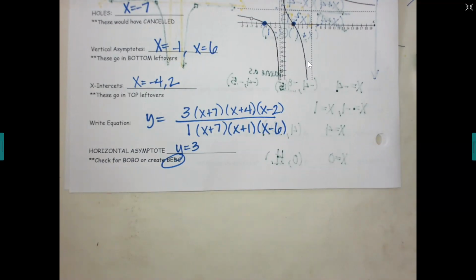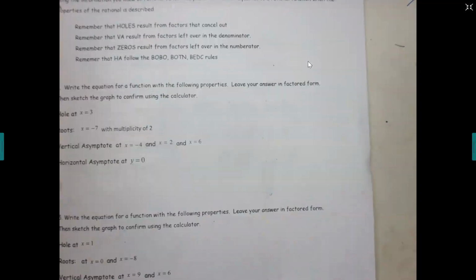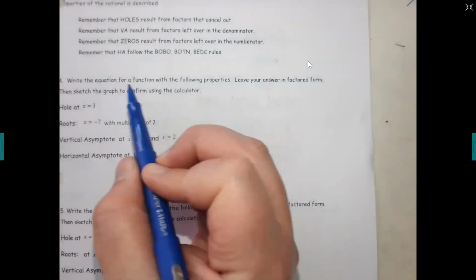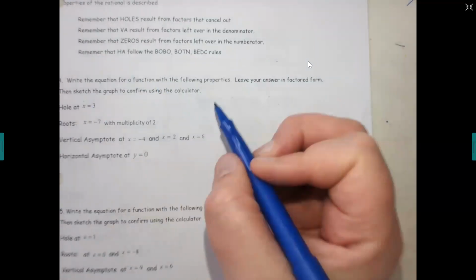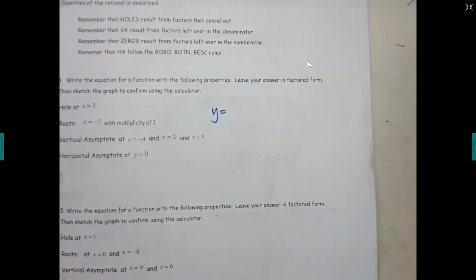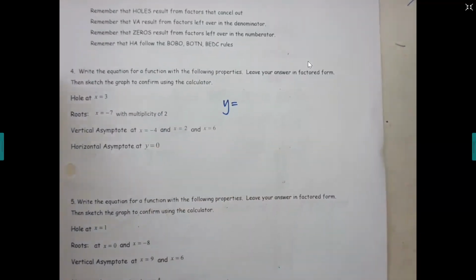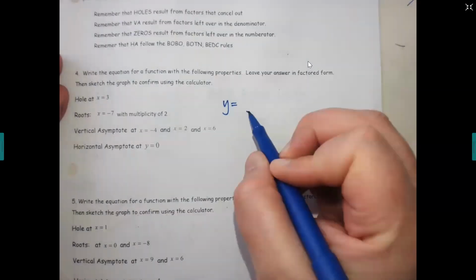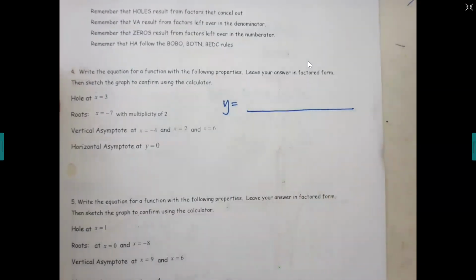Okay, this is almost the same. You're just writing the equation instead of looking at the picture. They're just gonna tell you where the things are. So go ahead and turn the page. It says I want to write the equation for a function with the following properties. Okay, y equals. Okay, I want a hole in the graph at 3. What should my equation say?